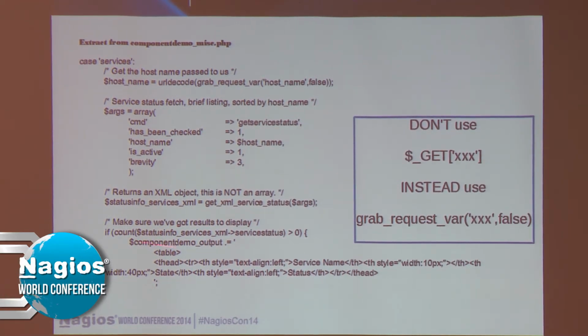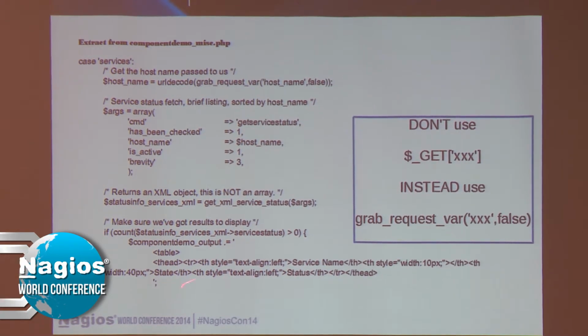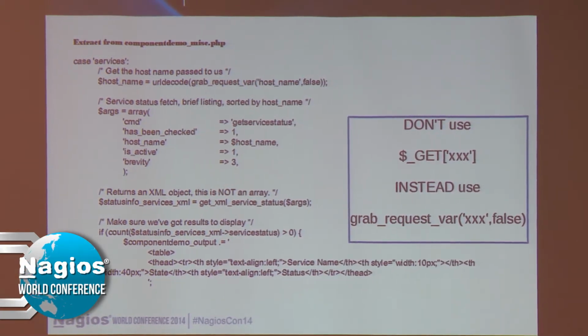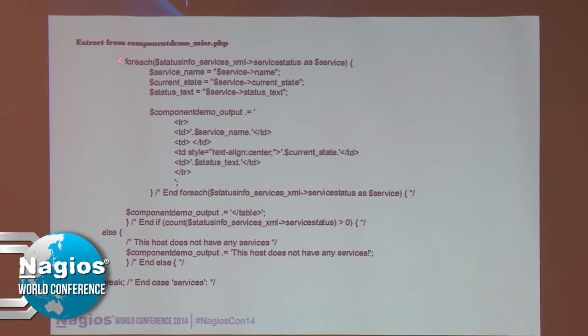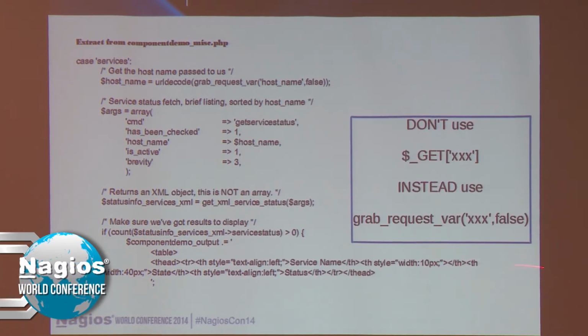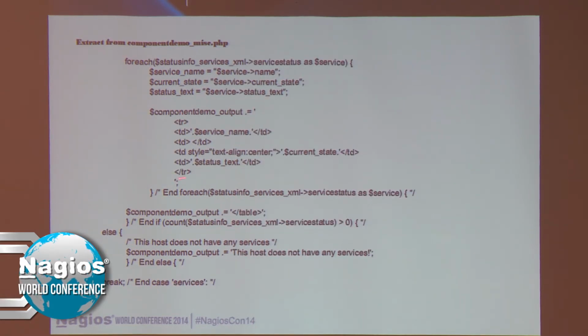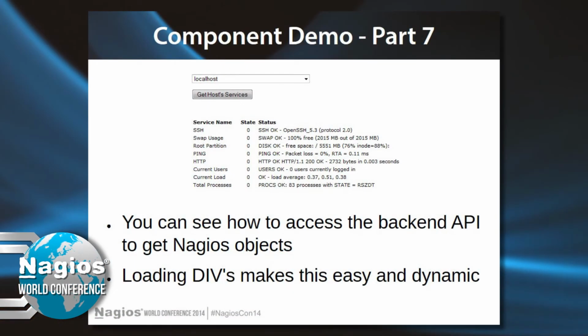If it's more than 0, so if we actually got items back, we're then going to create the table of services to display, which is on this page. And we loop through the XML object, and I define a couple of variables like the service name, the current state, the status text, and then we create the row in the table. In the previous page, I created the table, I created the header. Now I'm creating the row in the table, and if I didn't have any results returned, I will just output a message saying, hey, it doesn't have any services. So what does it look like? That's what it would look like.